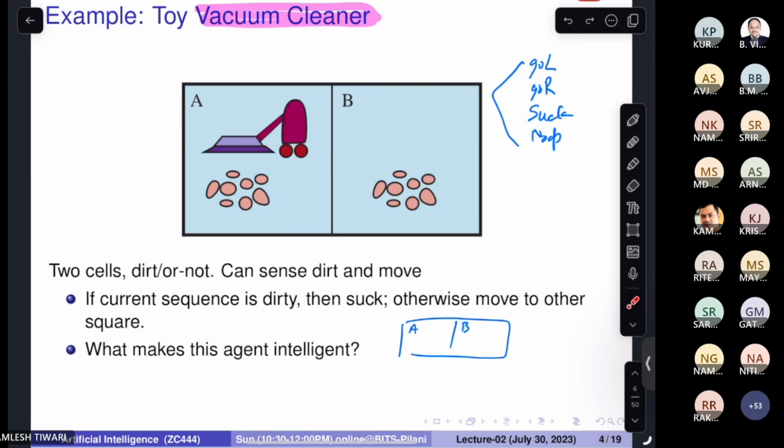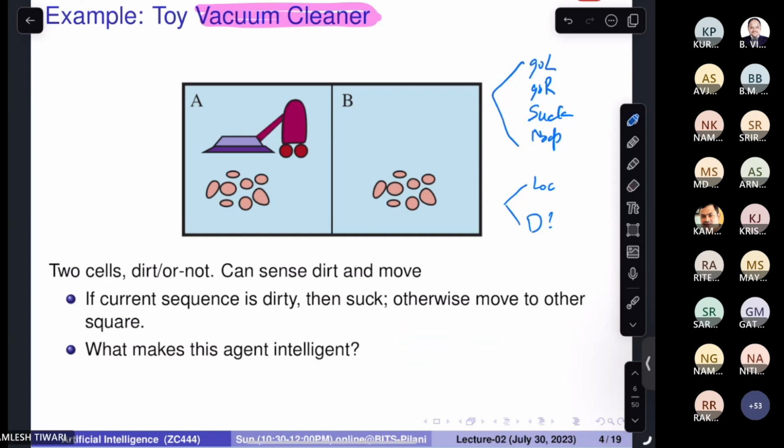And what are the percepts? Let's assume the percepts are these: location. What is my location? Location gives you A or B, whether you are in room A or B. Let's assume here is GPS. And the second percept is whether dirt is there or not, D. Let's assume there is a sensor that can sense dirt or not. Any problem in this setting?